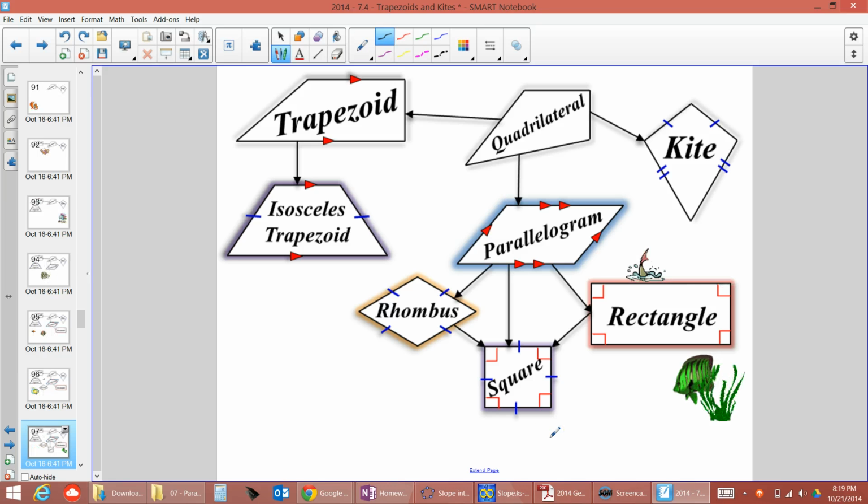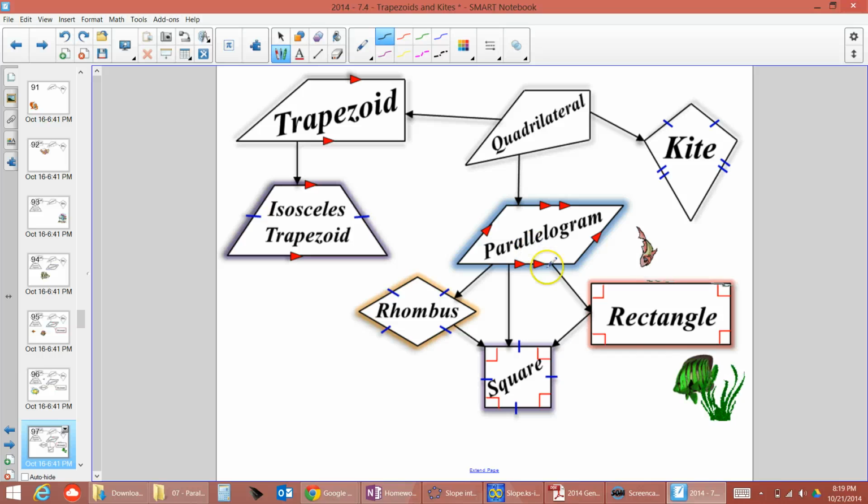Now, what's interesting is if I go up the chain, then it's always true. A square is always a rectangle. It's also always a rhombus. All three of these are always parallelograms, and parallelograms are always quadrilaterals. Now, if I start heading back down, is a quadrilateral always a parallelogram? No. A quadrilateral could be a trapezoid or it could be a kite. So going down the chain, it's a sometimes.